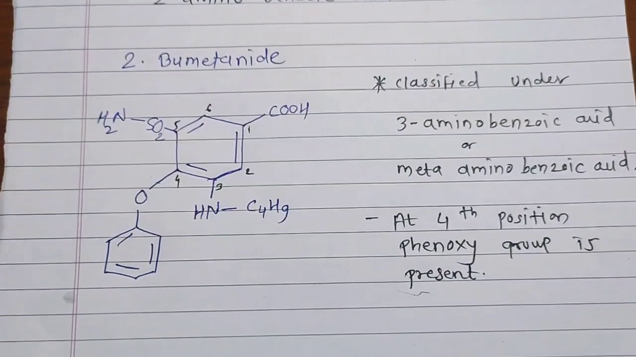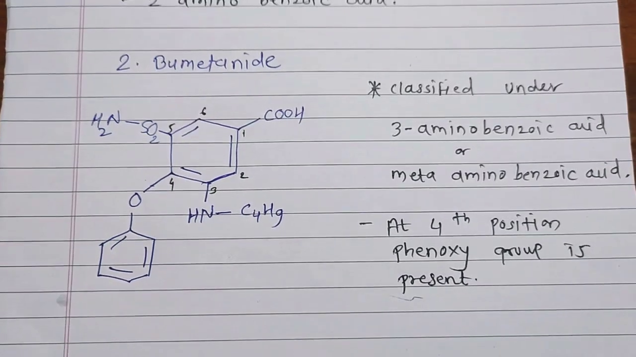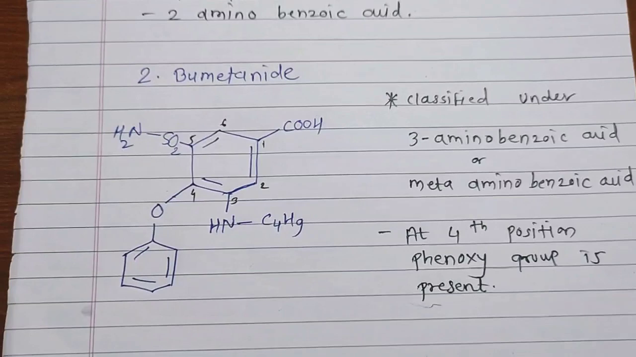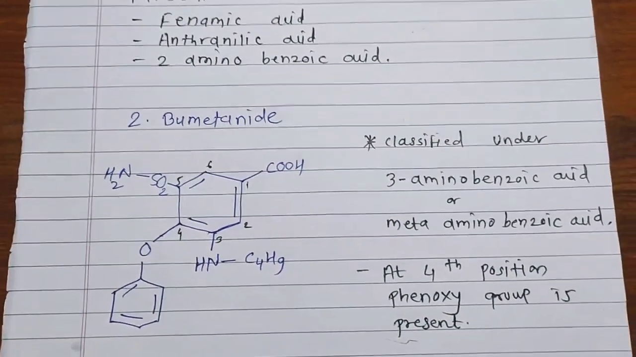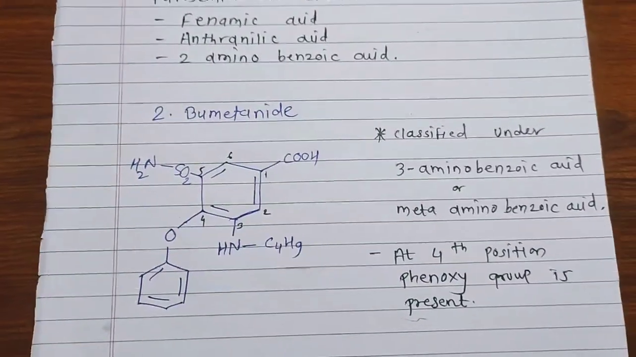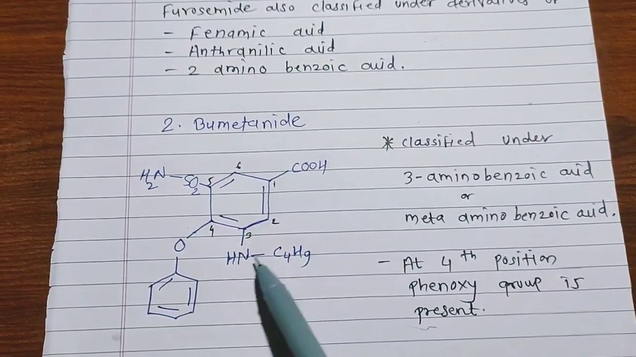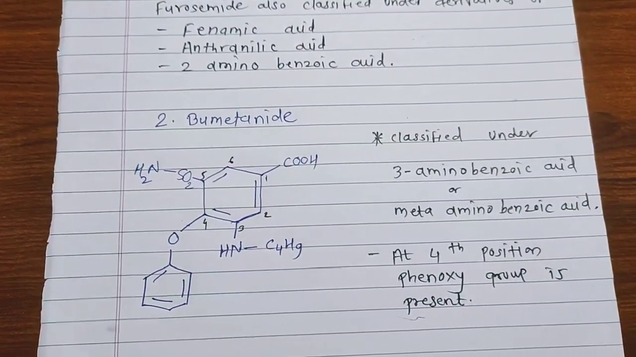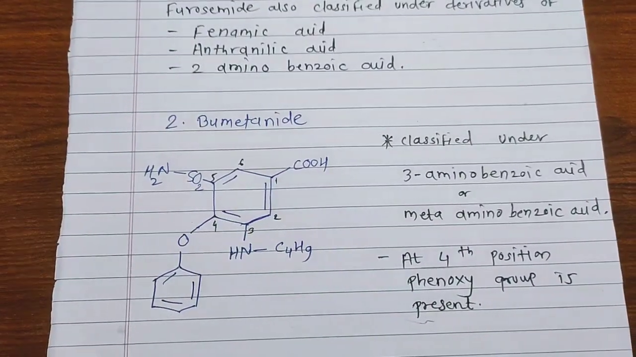The next drug we have under the sulfamoyl derivative is bumetanide, and this drug is classified under the 3-amino benzoic acid. Again the reason is the same: the amino group is present at the third position, and its name also indicates that there is a butyl group on the amine group. So that's why it is also called a meta-aminobenzoic acid. And at the fourth position we could see there is the presence of the phenoxy group.